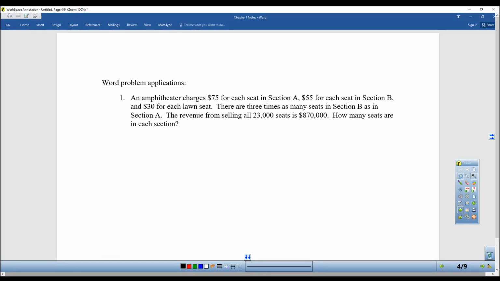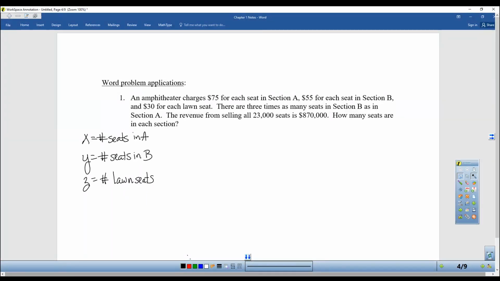So if you don't want to actually count, but you knew this information, then you could figure it out. So let's stay with x. X is equal to the number of seats in A. Y will be the number of seats in B. And Z will be the number of lawn seats.